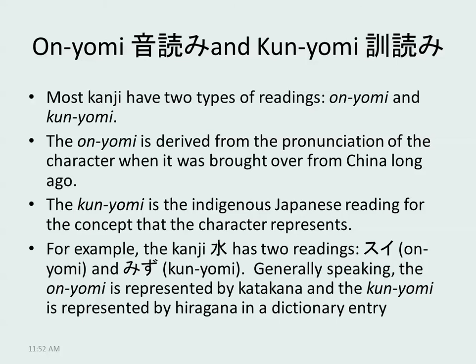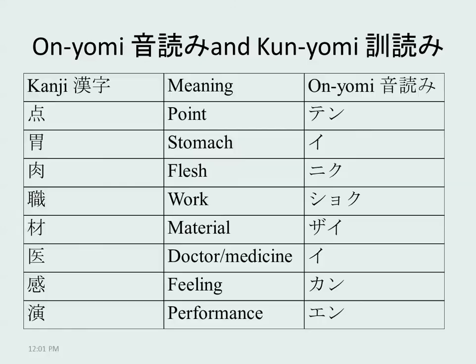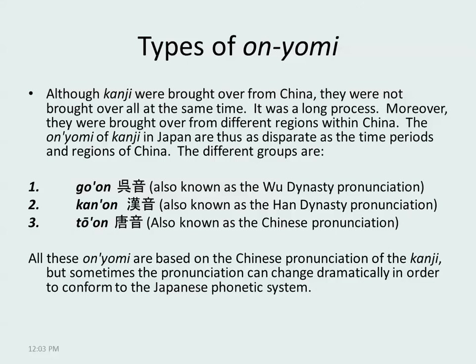But that begs the question of why are there sometimes more than one onyomi? So let's go forward a little bit and talk about types of onyomi. Although the kanji were brought over from China, as I said, they were not brought over all at the same time. It happened over time. It was a long process. Moreover, they were brought over from different regions within China in those different time periods.